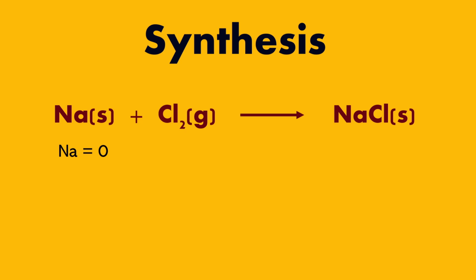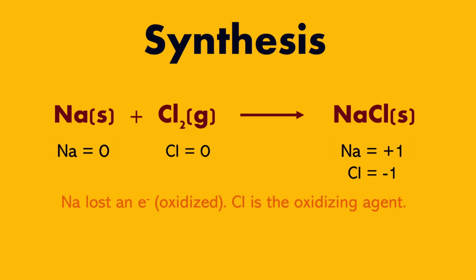So we know in elemental form, sodium is going to have an oxidation number of 0, and chlorine is going to be 0. And then when we go to the product, which is sodium chloride, sodium is going to be +1, chlorine is going to be -1. Now, this is a redox reaction. We can see that sodium has lost an electron, so we would say it is oxidized.